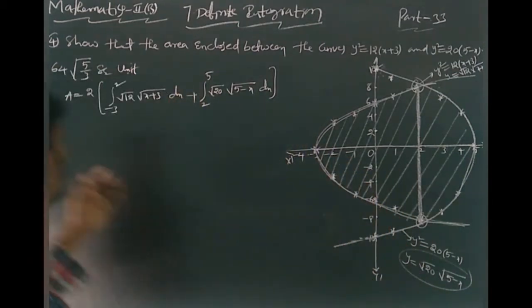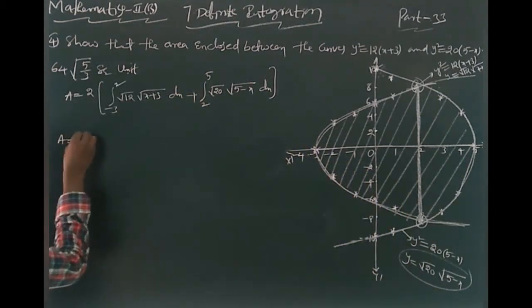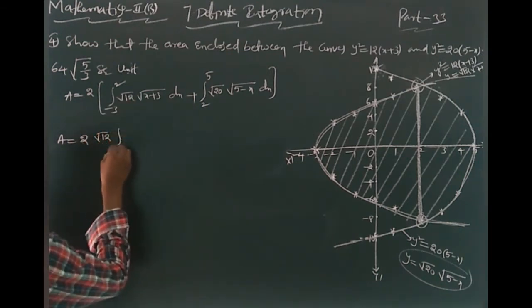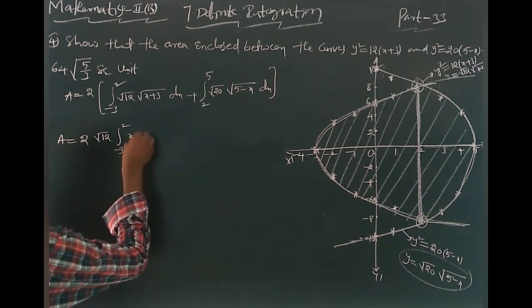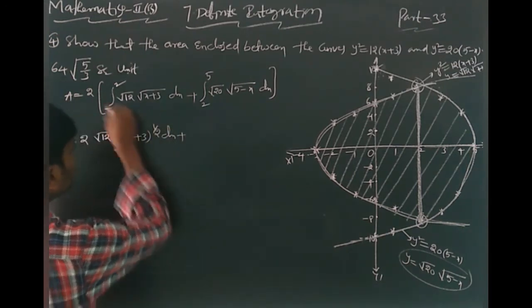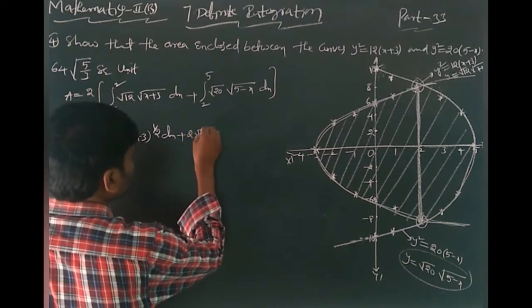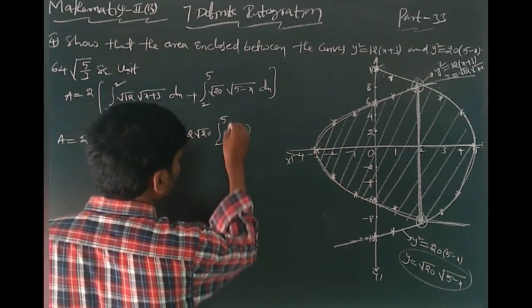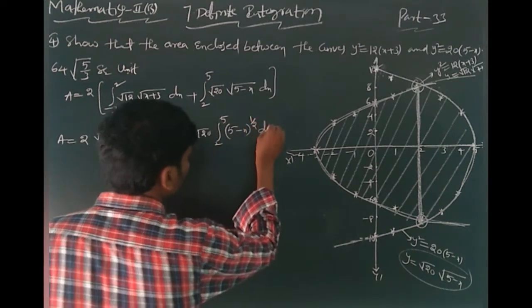You can solve this one. You get A is equal to 2 into square root of 12, integral minus 3 to 2 of (x plus 3) whole power 1 by 2 dx, plus 2 into square root of 20, integral 2 to 5 of (5 minus x) whole power 1 by 2 dx.